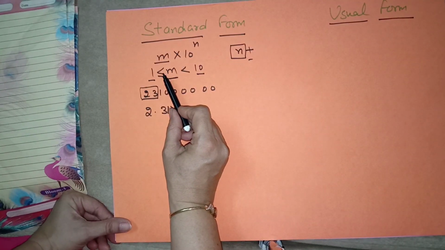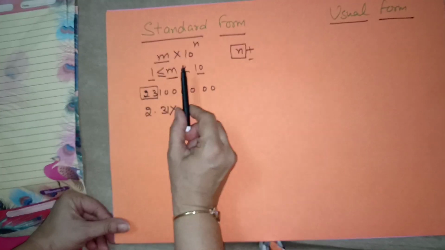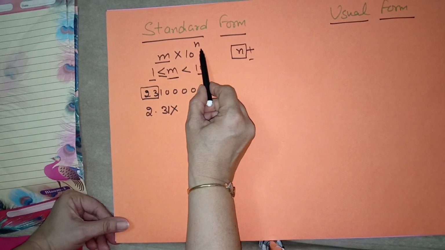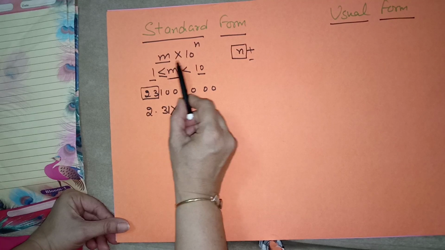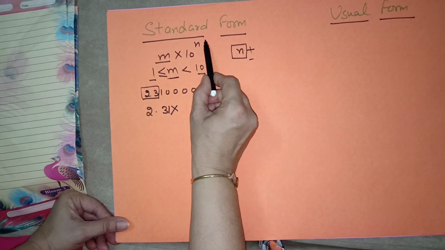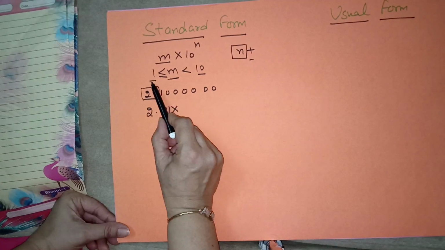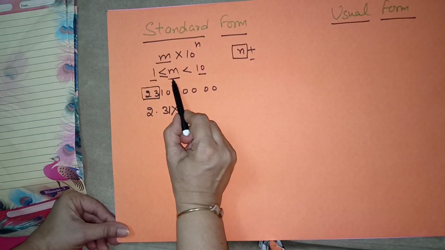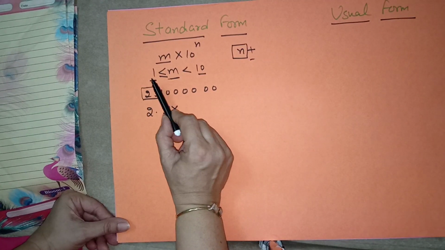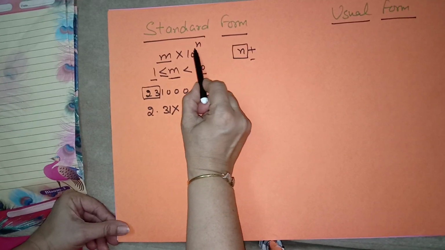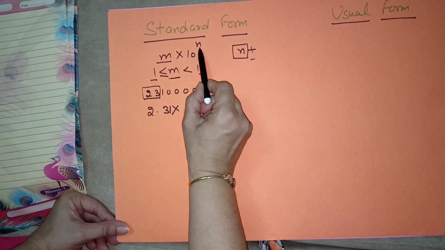The way to write a large number in standard form is m multiplied by 10 raised to power n, where m lies between 1 and 10. If m is a decimal number, it will still lie between 1 and 10. And n is the power, which can be positive or negative.